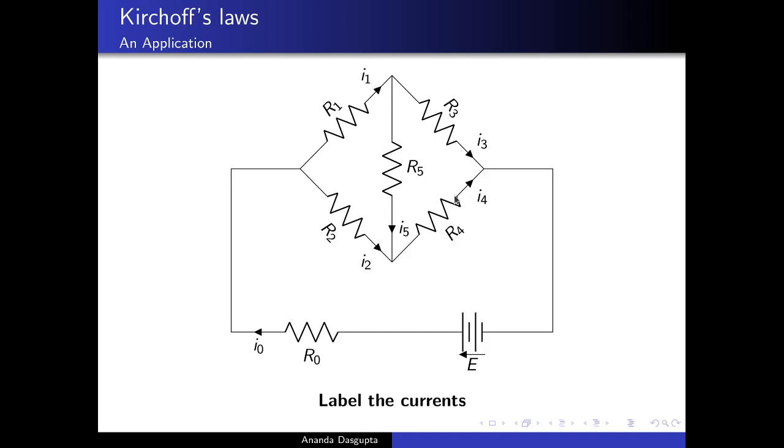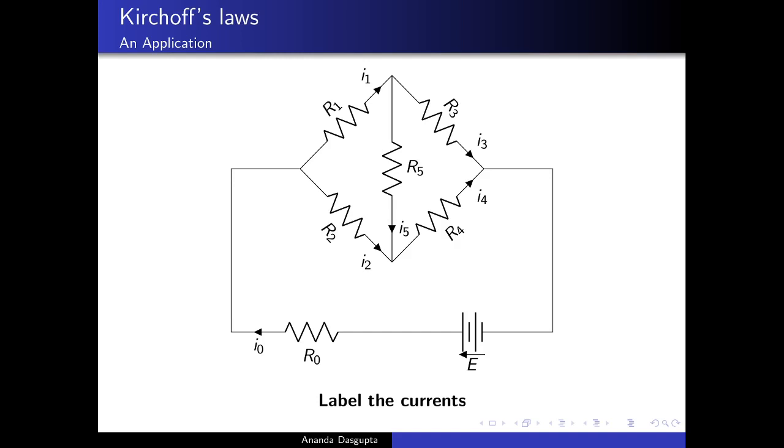No problems there. But what about I5? Do I know whether it's flowing downwards as shown here or upwards? The answer is at this stage I don't care. I will work out the equations that will tell me what I5 is. If it says I5 is positive, it is flowing downwards. If I5 turns out to be negative, that means in the circuit it actually flows upwards.